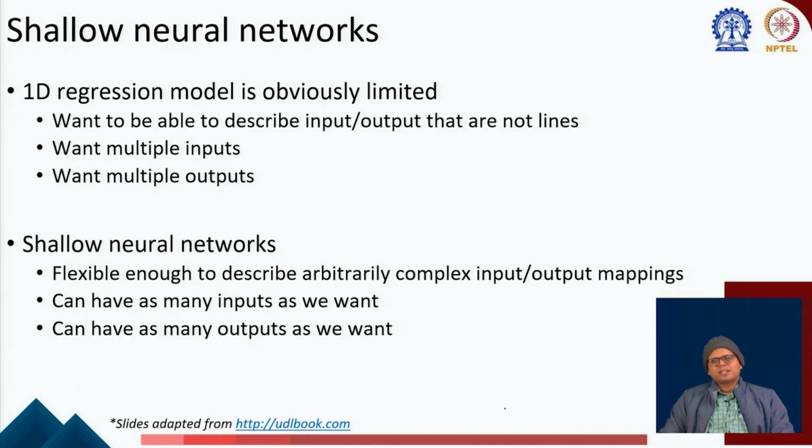Now we talked about just linear regression in the last lecture, but this is very limited, because that means you can only approximate a function that is a line. So what about describing input-output mappings that are not lines, where you may want multiple inputs and multiple outputs? How do you handle this general case? That's why in this lecture we will talk about shallow neural networks, which are flexible enough to describe any arbitrarily complex input-output mapping, with as many inputs and as many outputs as you want.